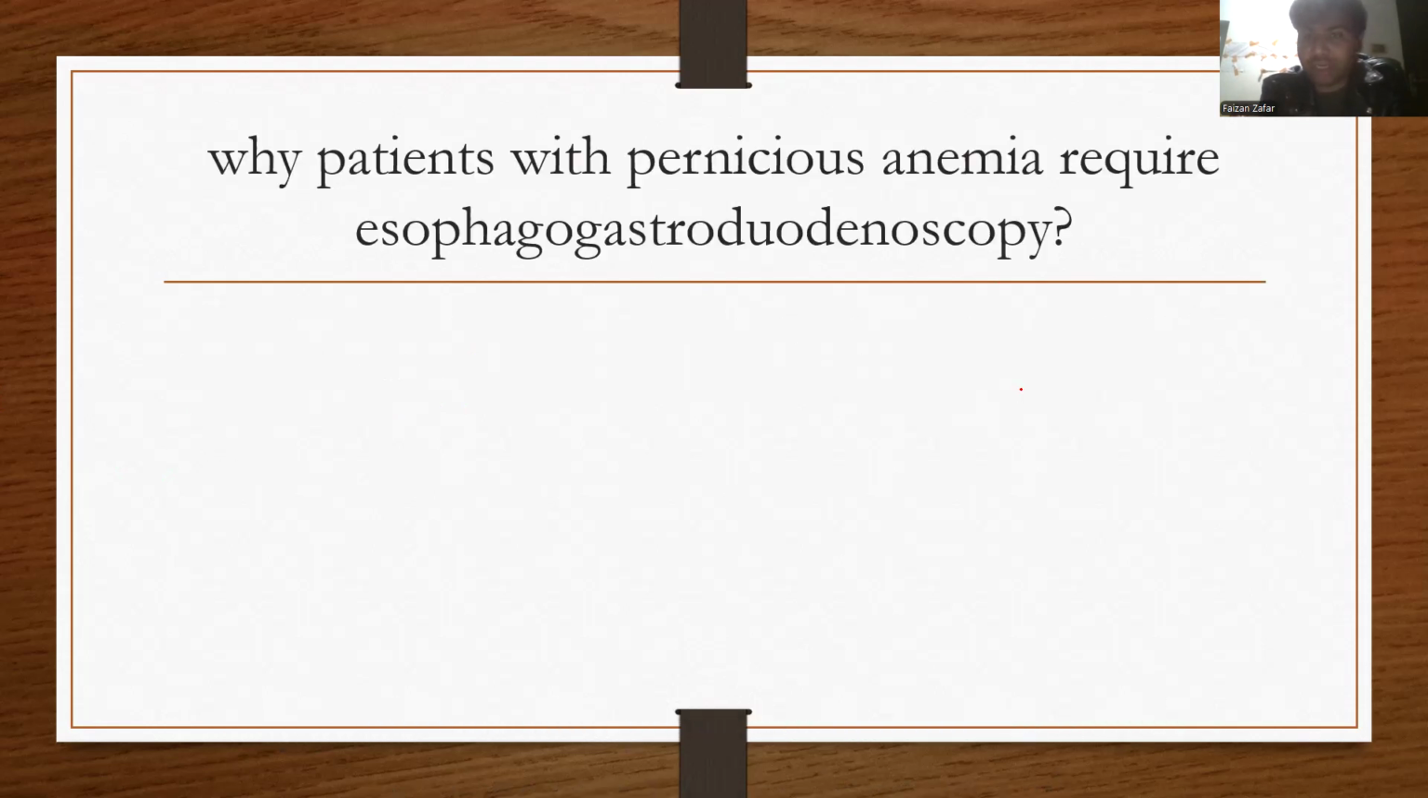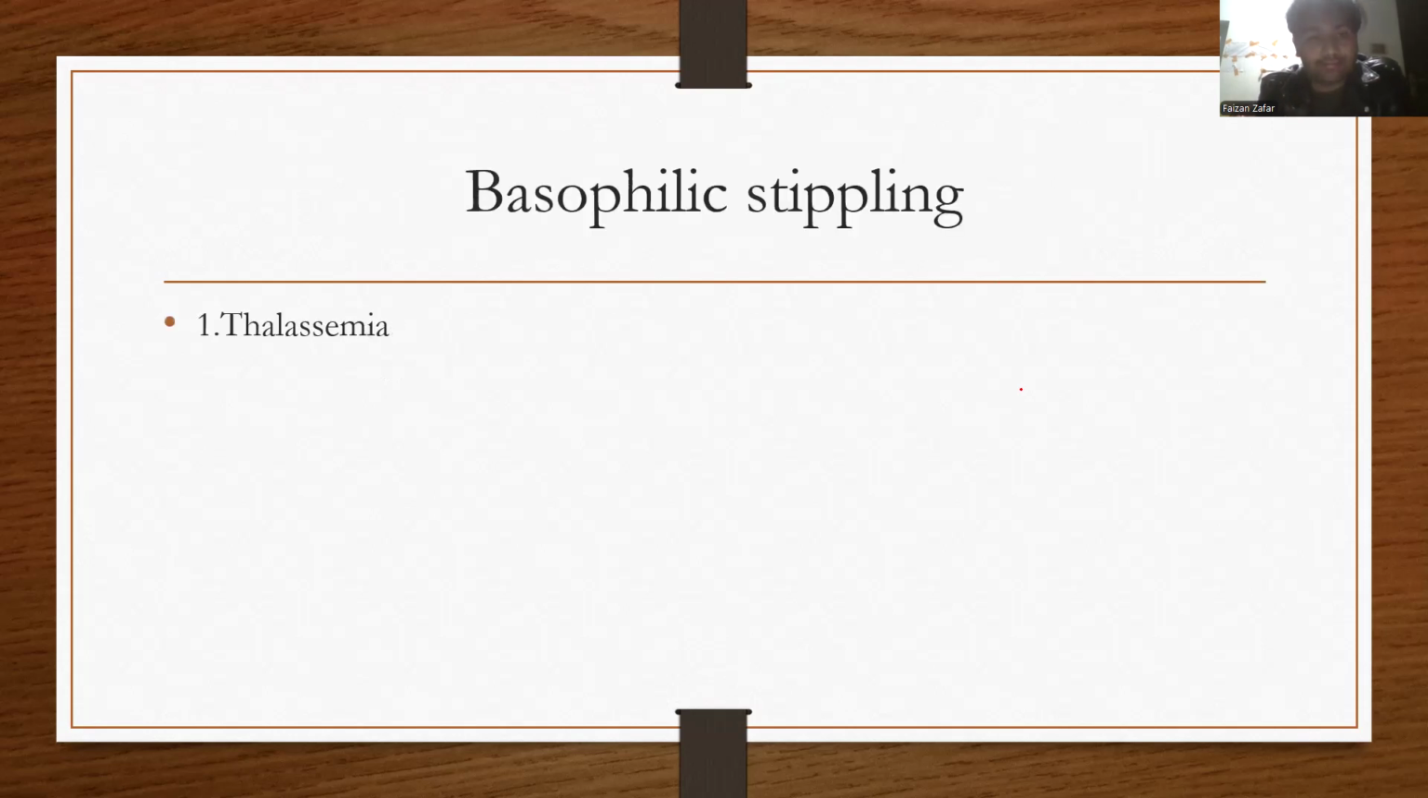So why does a patient with pernicious anemia require esophagogastroduodenoscopy? I hope you know the answer. Why do you know the answer? Because I already explained it very well. So why gastric cancer? You know the answer.